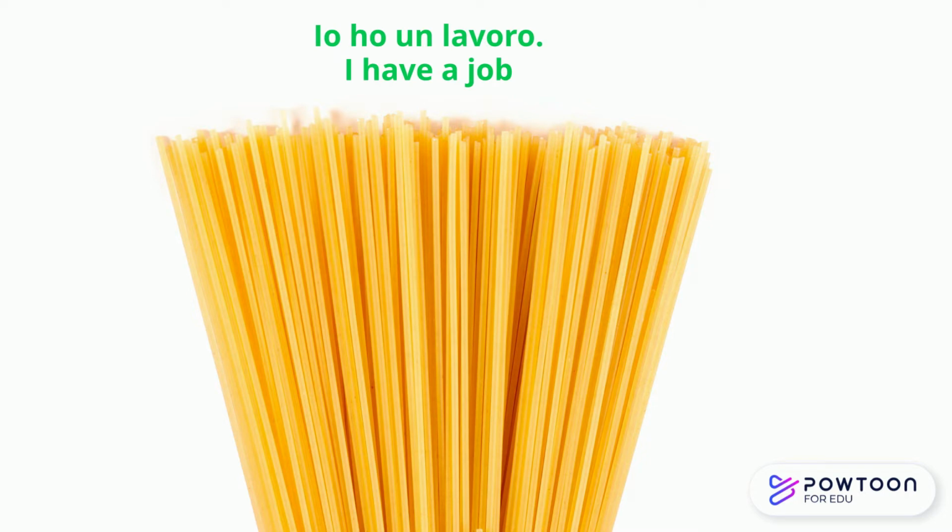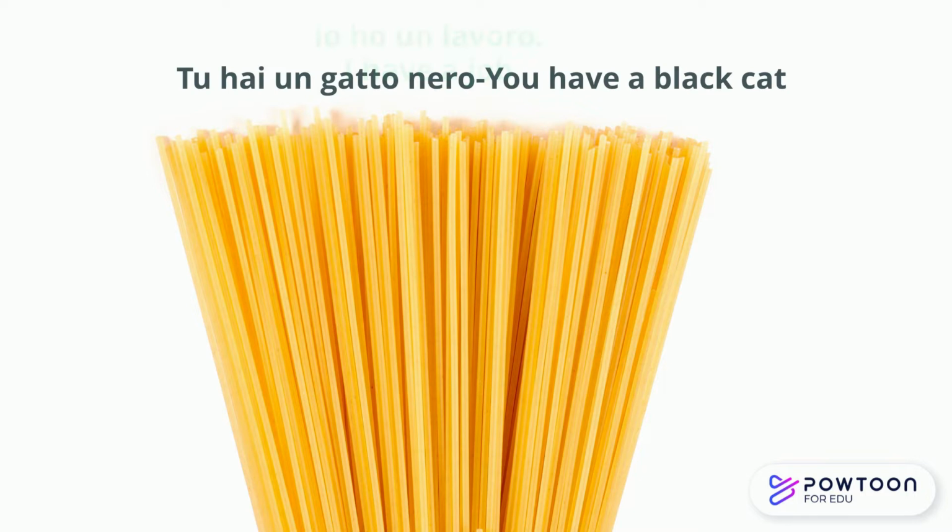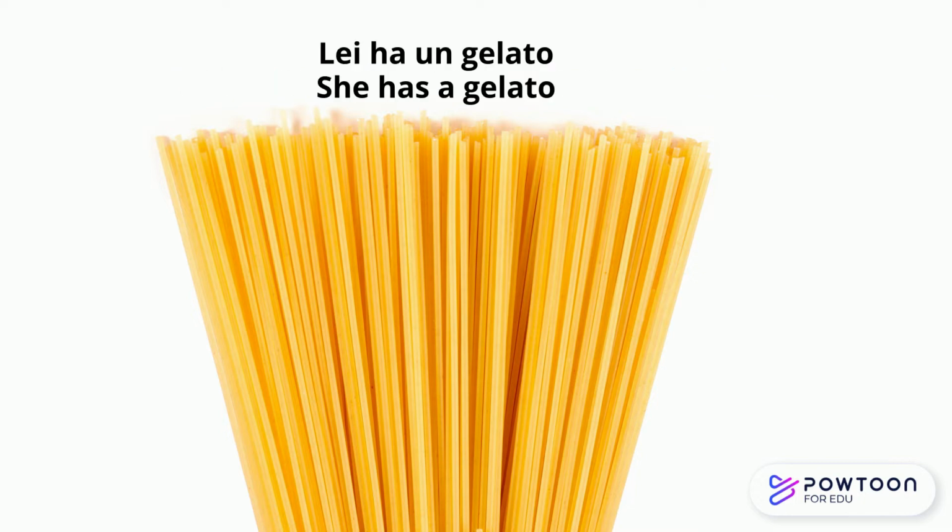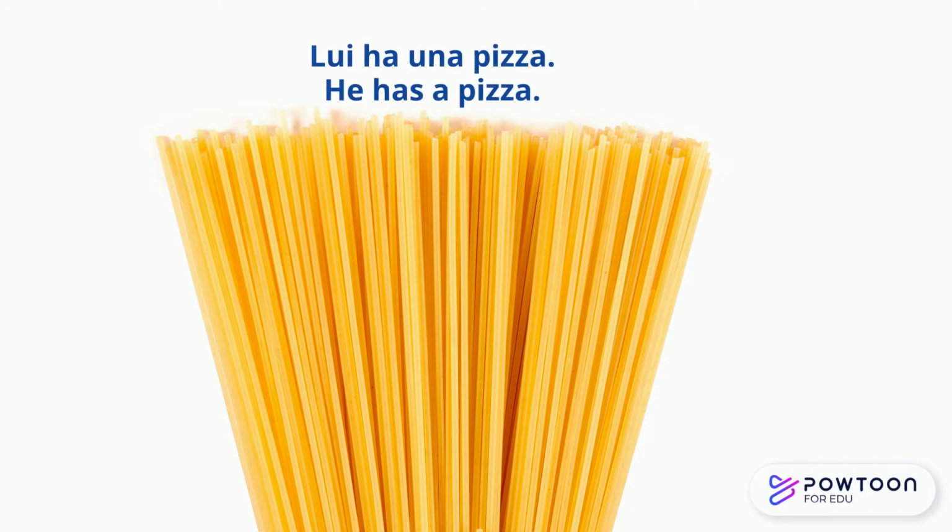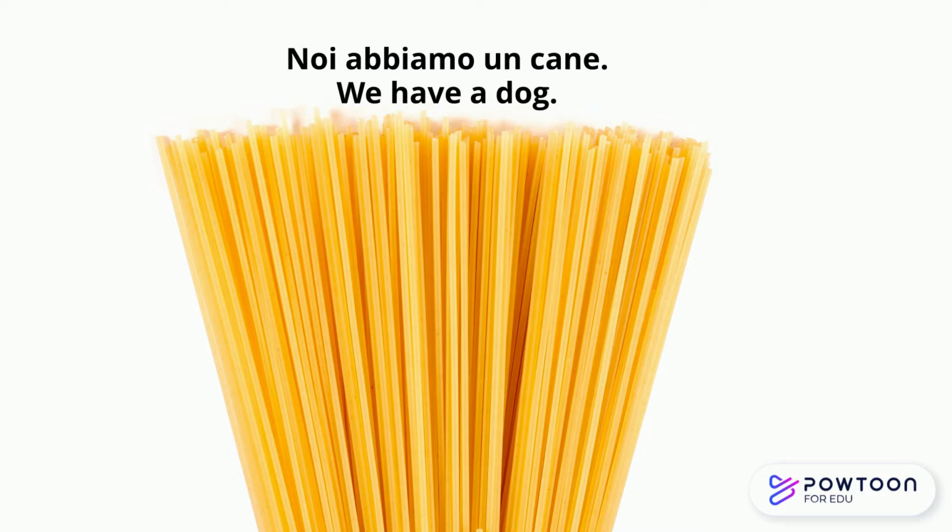Io ho un lavoro. I have a job. Tu hai un gatto nero. You have a black cat. Lei ha un gelato. She has a gelato. Lui ha una pizza. He has a pizza. Noi abbiamo un cane. We have a dog.